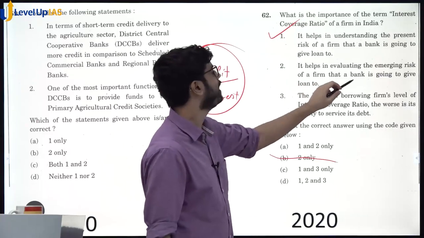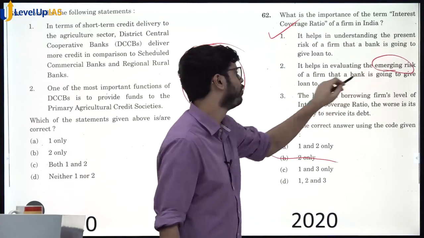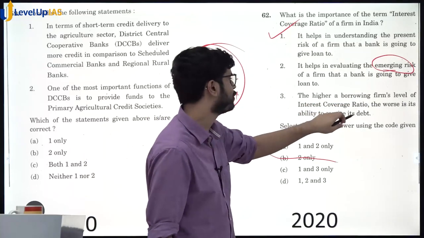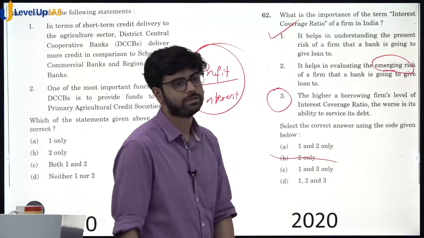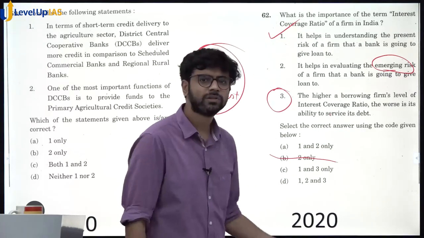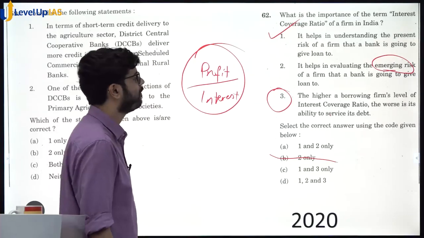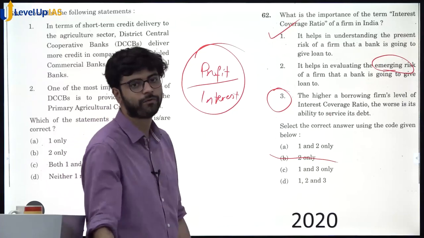It helps in evaluating the emerging risk of a firm that a bank is going. Emerging risk. We don't know. Might be. The higher a borrowing firm's level of interest coverage ratio, the worse its ability to service its debts. True or false? Use the formula and tell me. True or false? The higher the borrowing firm's level of interest coverage ratio, the worse is its ability to service its debt. True or false?